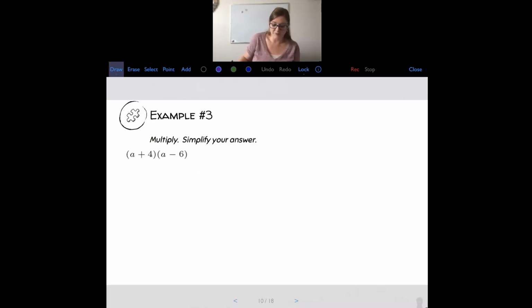Next, we're going to multiply. These are called binomials, meaning two terms. So we have a plus 4 times a minus 6. And we're going to go over what's called the FOIL method, and I'll also show you a couple other ways to do this problem as well. But FOIL only works for problems that look like this. So we have binomial times a binomial, or two terms times two terms. And it's an acronym to think of an order in which to multiply. So the F stands for first, the O stands for outside, the I stands for inside, and the L stands for last.